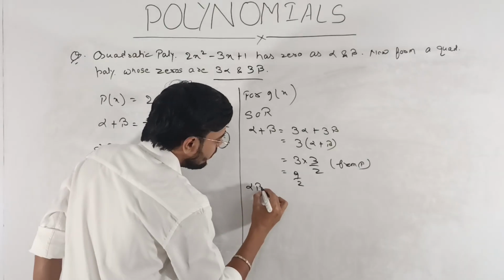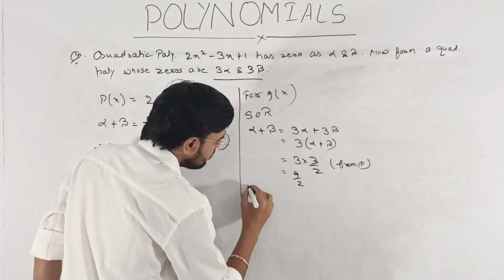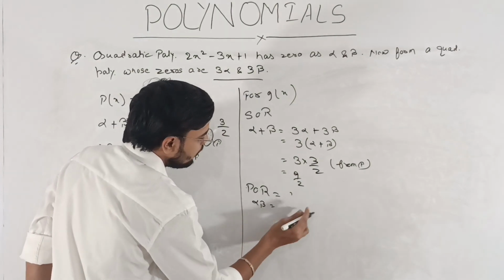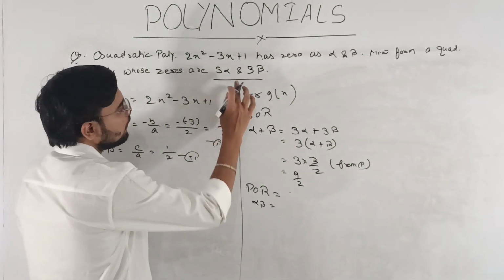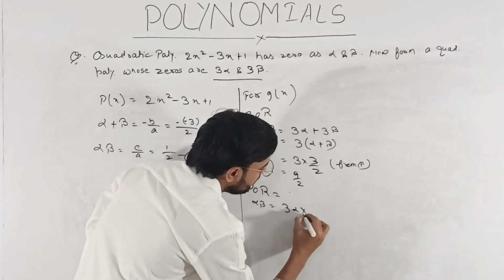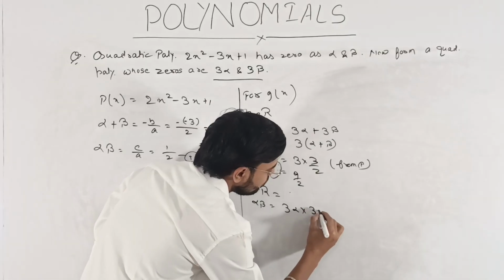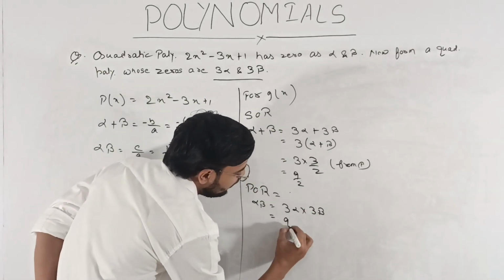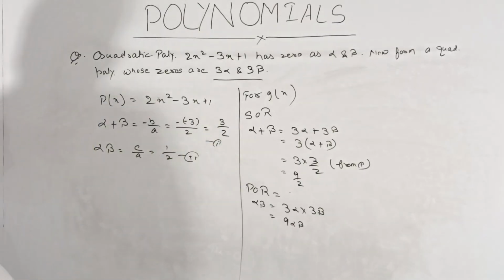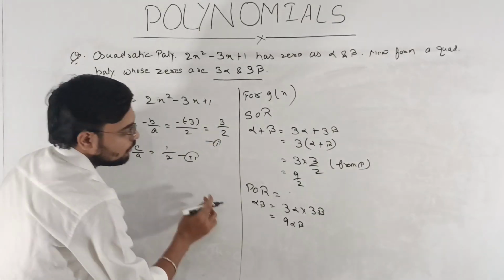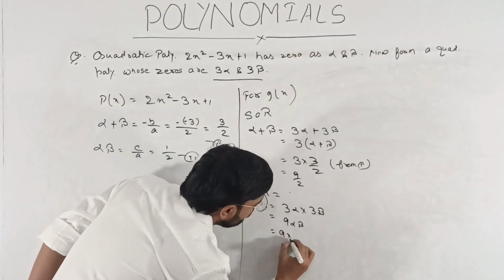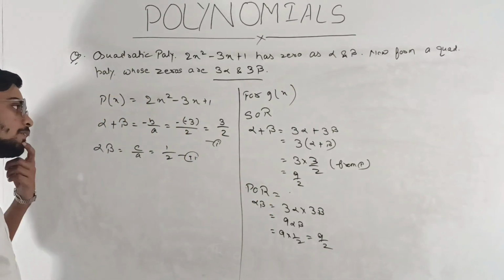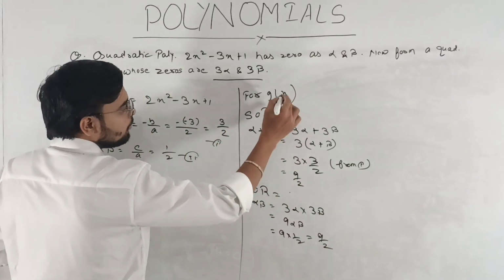Now alpha beta, that is the product of roots. This is 3 alpha multiplied with 3 beta. So 9 alpha beta, and alpha beta is 1 upon 2. So this is 9 into 1 upon 2, which is 9 upon 2. Now we have SOR and POR for polynomial g(x).